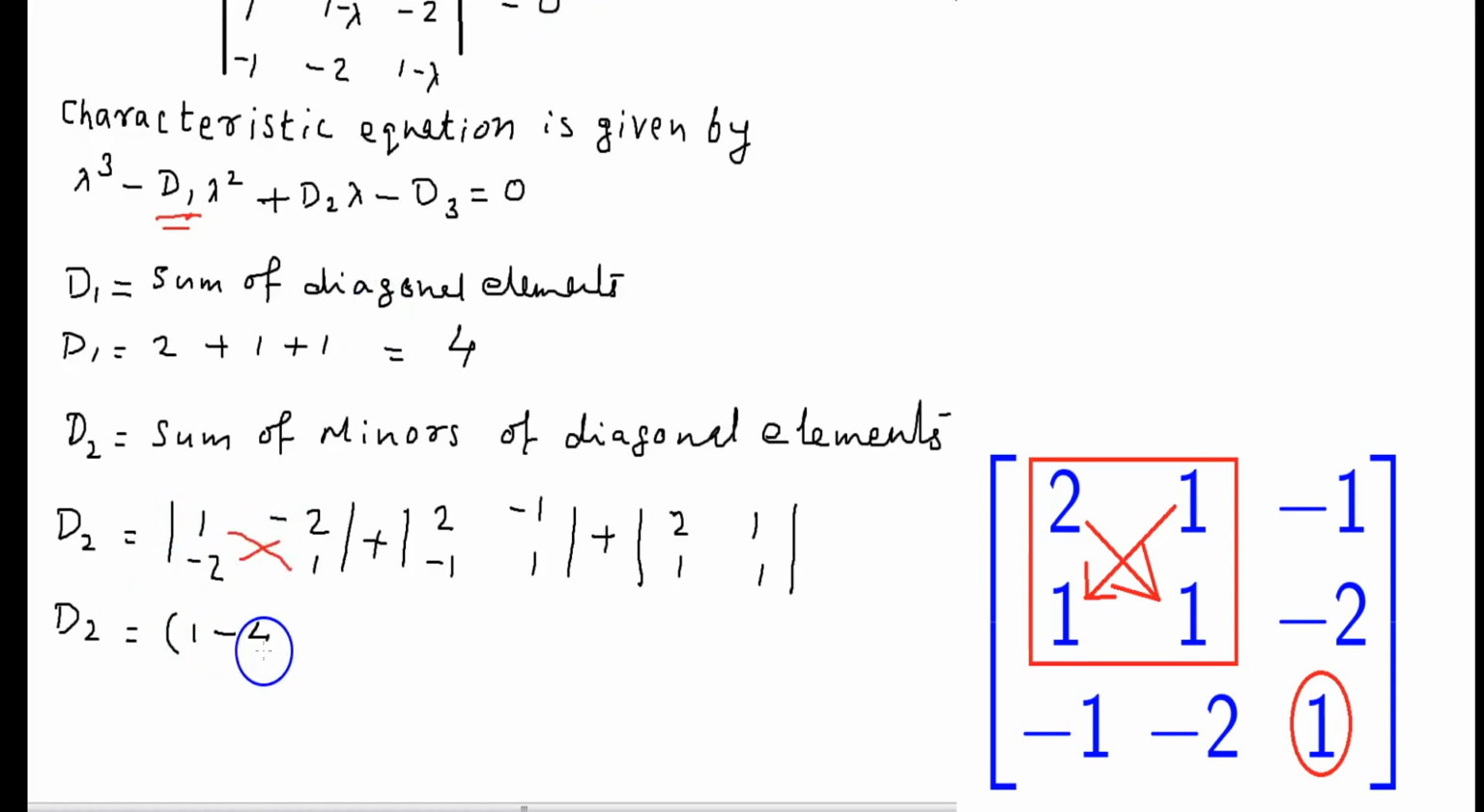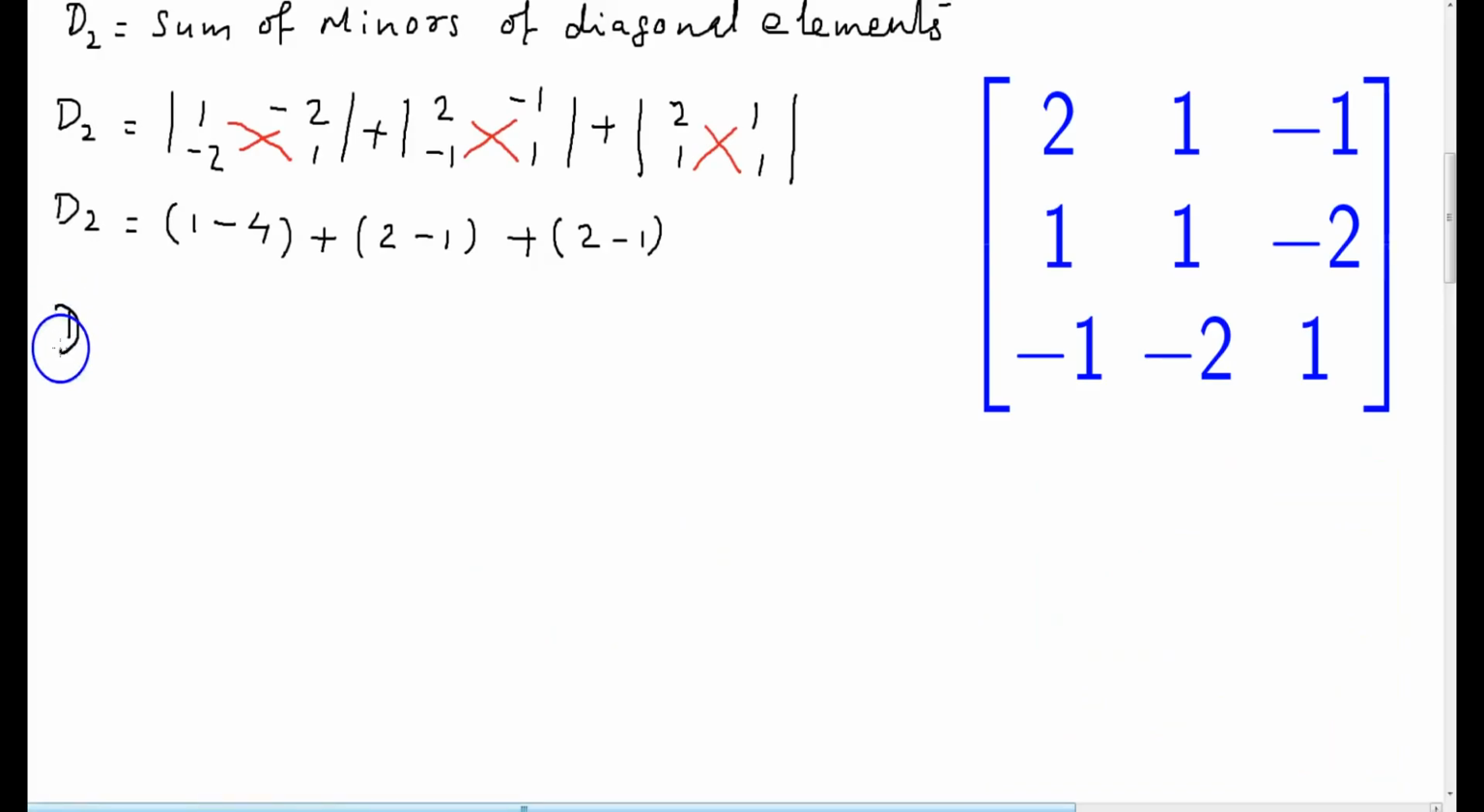After cross multiplying the terms, we get 1 minus 4 plus 2 minus 1 plus 2 minus 1, which is equal to minus 3 plus 1 plus 1 equal to minus 1.